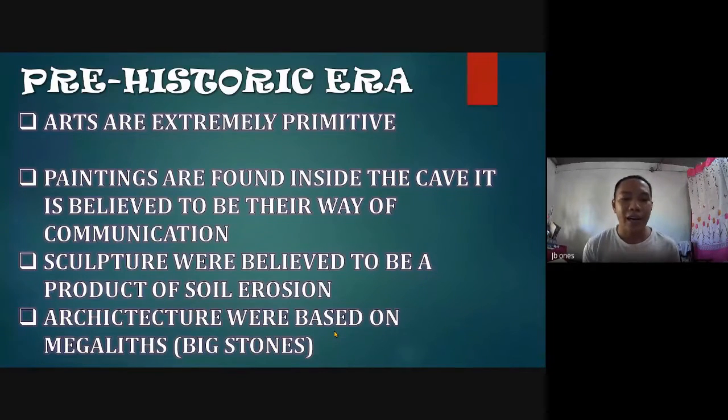Then for their architecture, they were using megaliths, or big stones. If you look at this picture, you can find the megaliths on the web, the big stones that came from the prehistoric era. They are big stones stacked high. So that is one example of their architecture. Their houses were like stones just piled on top. So that is for the prehistoric era.